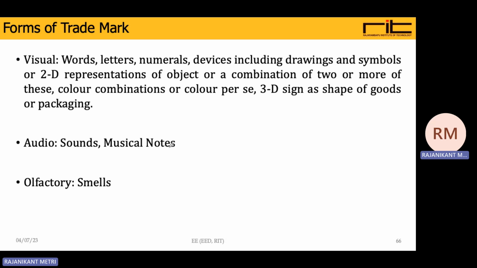So these examples we have seen. Now, what are the forms of these trademarks? Generally visual, it consists of words, letters, or numerals or device, including drawings and symbols or 2D representations of objects or a combination of two or more of these. It may consist of letters, subjects, symbols, text like this, and color combination or color per se, like 3D sign as shape of goods or packaging. So visually, whatever is seen.